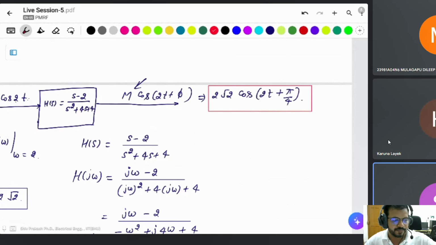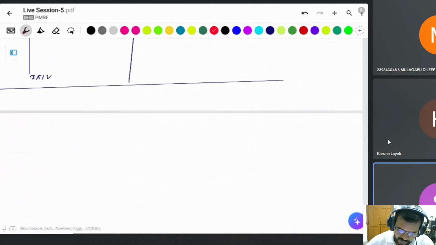Okay. Suppose there is an exponential term, then you have to put that value directly.